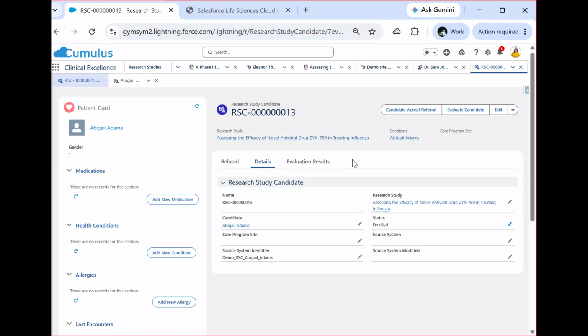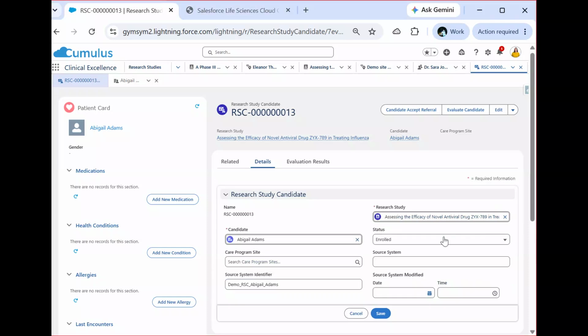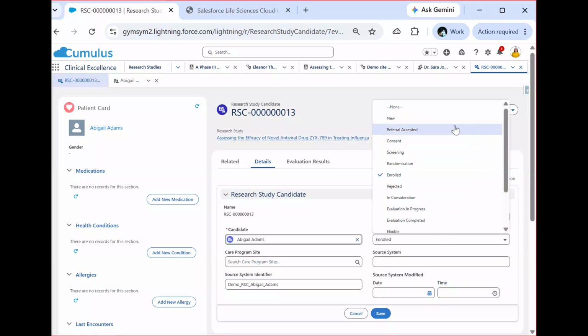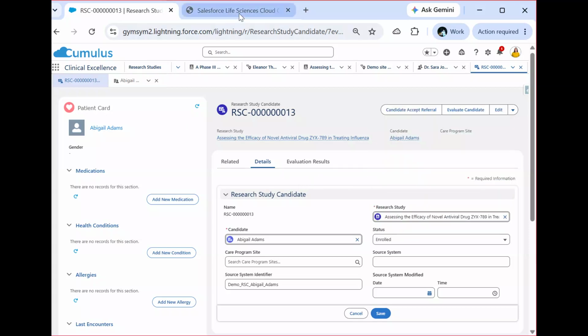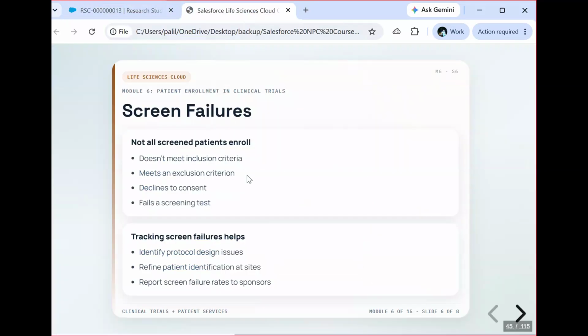So I'm back in Salesforce. If I look into this particular research study candidate, I've got a status field over here. If this particular candidate is undergoing screening, then I will select screening as the status. If they are rejected, then I'll say rejected. If they are ineligible because of one of the conditions about the study, then I'll mark it as ineligible. Let's go back to presentation.